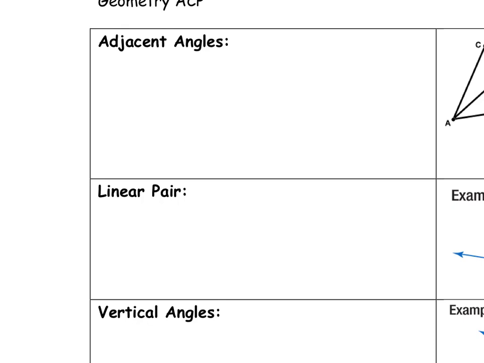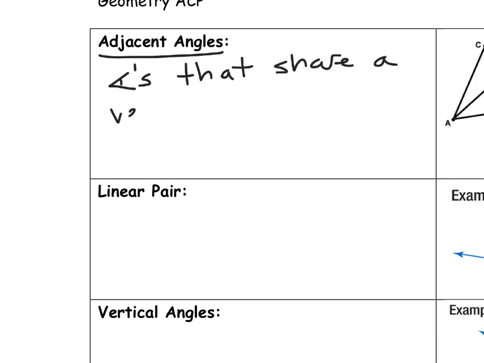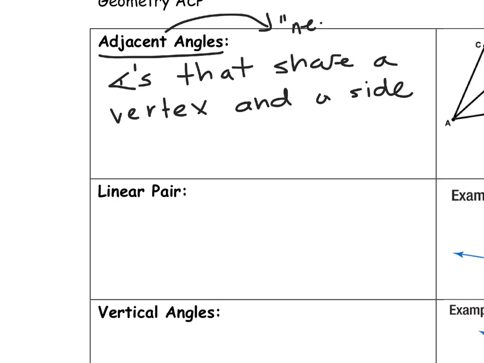Hey everyone, you should be following along on your note sheet to fill in the following definitions. So the first definition is of adjacent angles. Adjacent angles are angles that share a vertex and a side. All right, and adjacent really means next to. Means there are two angles right next to each other.